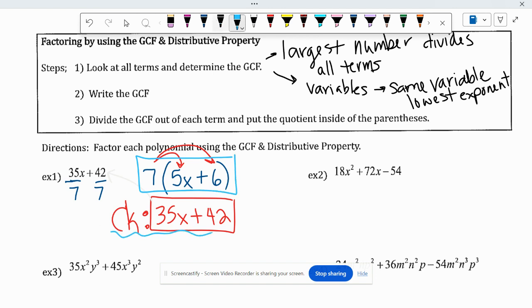All right, so let's look at our next example. So if I was looking at a times table, I would look and see what column I can find the numbers 18, 72, and 54 in, all of those terms. And when I do that, I can see that they're all divisible by the number 18. So I'm going to pull out the number 18. That comes out front. 18x squared divided by 18, well, that's x squared. 72x divided by 18, well, that's a positive 4x. And negative 54 divided by 18, well, that's a negative 3. Okay.